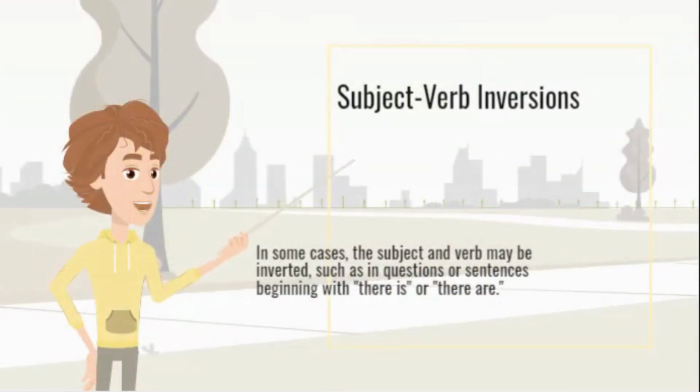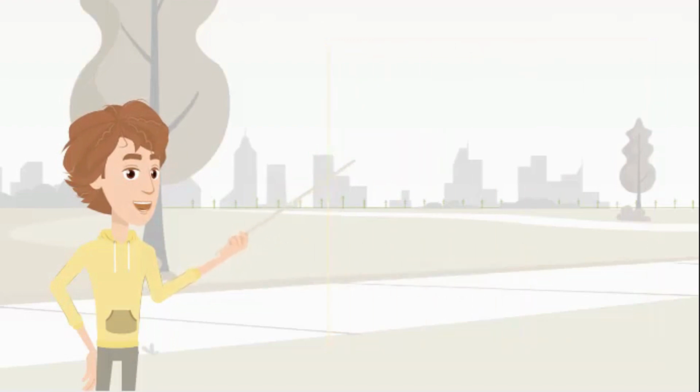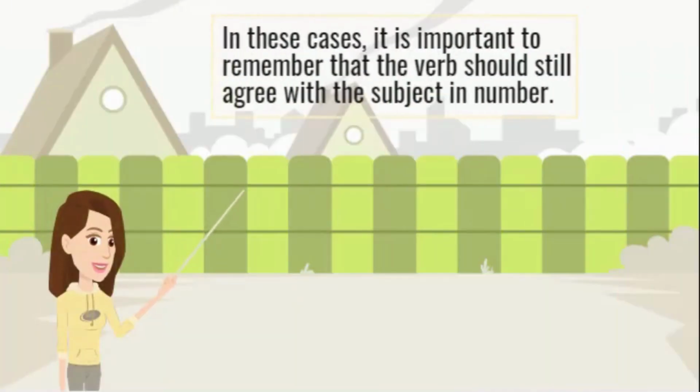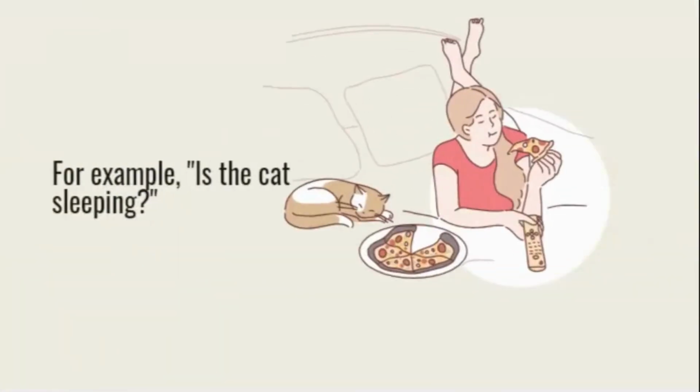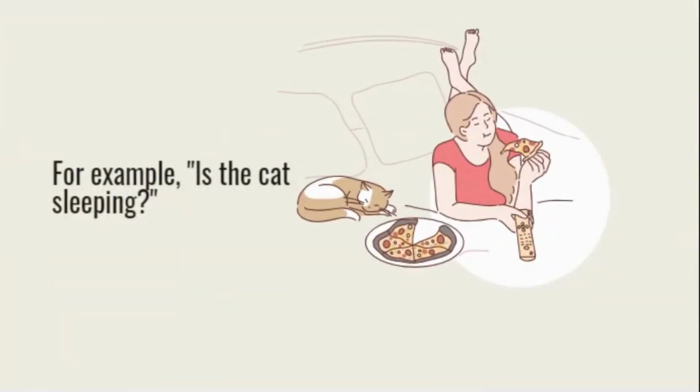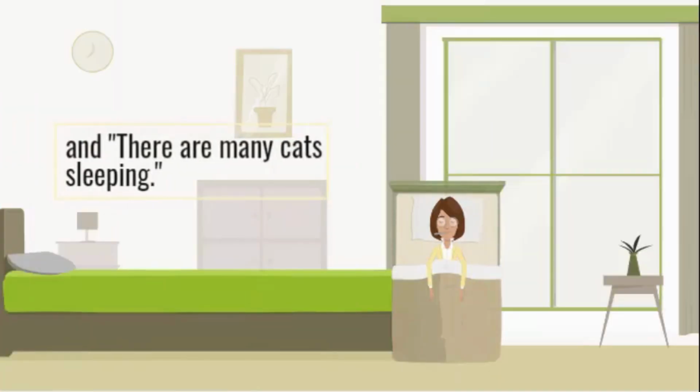Subject-verb inversions. In some cases, the subject and verb may be inverted, such as in questions or sentences beginning with "there is" or "there are." In these cases, it is important to remember that the verb should still agree with the subject in number. For example, "is the cat sleeping?" And "there are many cats sleeping."